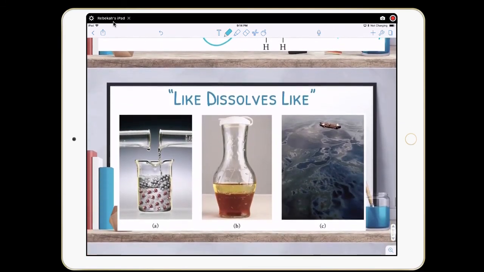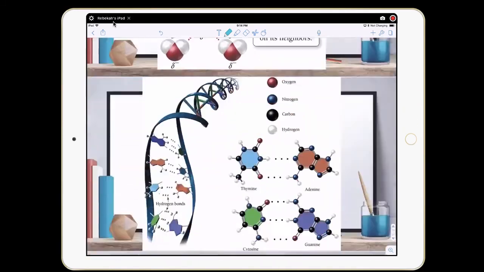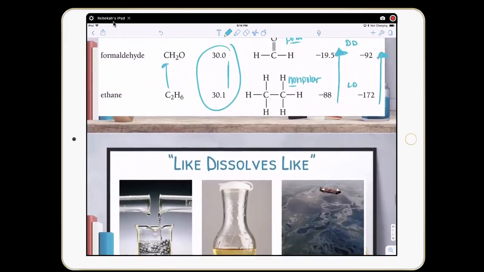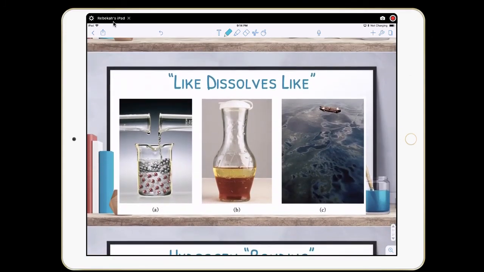So one other thing that we need to talk about before we wrap up, I think, yeah, we're almost done, is like dissolves like. So polar things dissolve polar things, nonpolar things dissolve nonpolar things. Let's look at these images. Image A, you've got oil and water. Okay, this is a molecular view of this. So you've got oil here and water here. Water is polar.